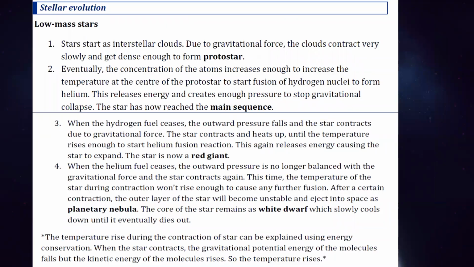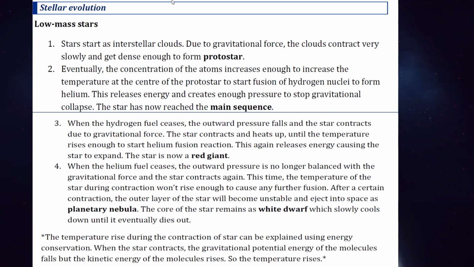Stellar evolution means how the star evolves in its cycle. We can have different types of stars. We can have a low mass star, which means a mass like that of the sun. The current sun is a low mass star. And a star can also be a high mass star, which means it will have 3 to 4 or 5 times the mass of the sun.